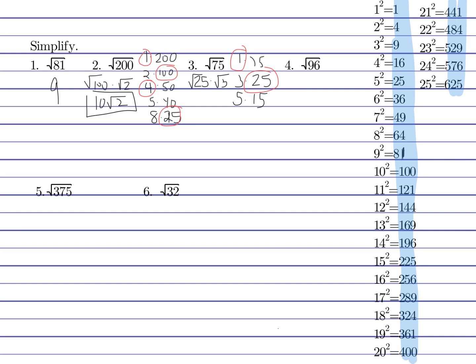One thing I wanted to point out is that I always put the perfect square first. So 25 is a perfect square. When I'm rewriting the square root of 75 with this perfect square, I put the perfect square first and then the other number. The square root of 75 is the square root of 25 times the square root of 3. And then the square root of 25 is 5. So my answer is 5 times the square root of 3.